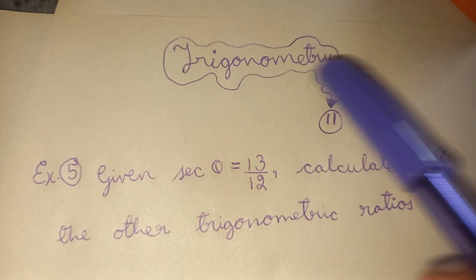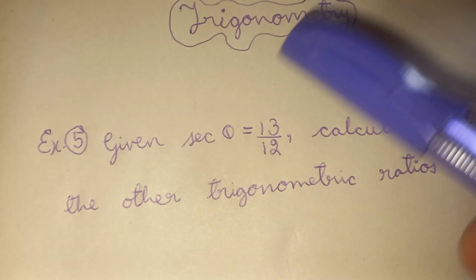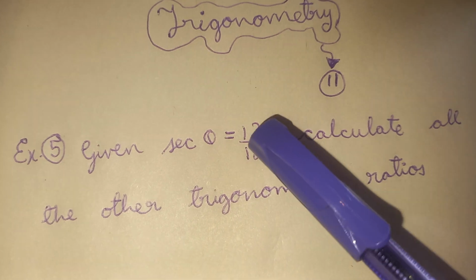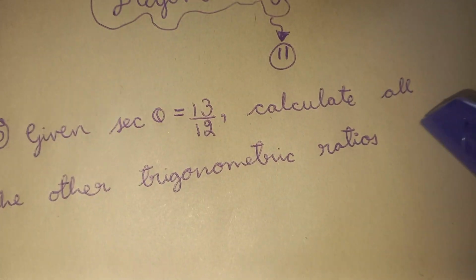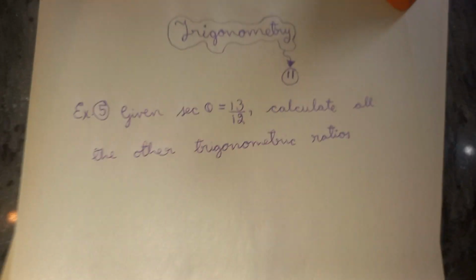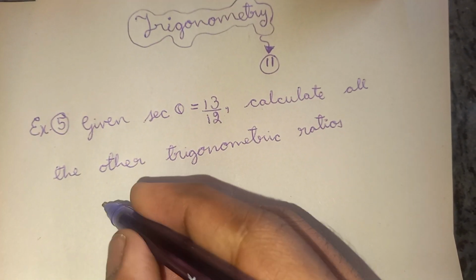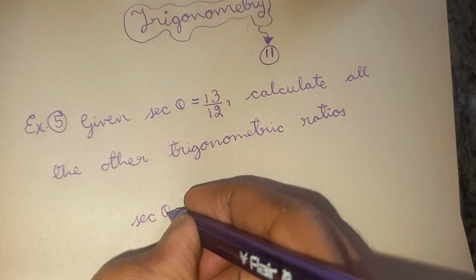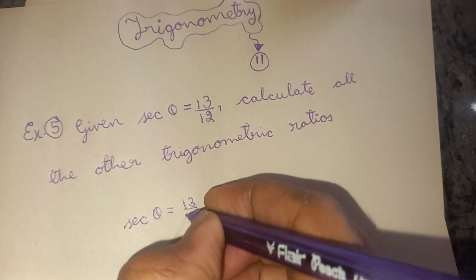This is the 11th video of trigonometry. Here they have given secant theta as 13 by 12. Calculate all other trigonometric ratios. Now let's take this one. They have given secant of theta equal to 13 by 12.